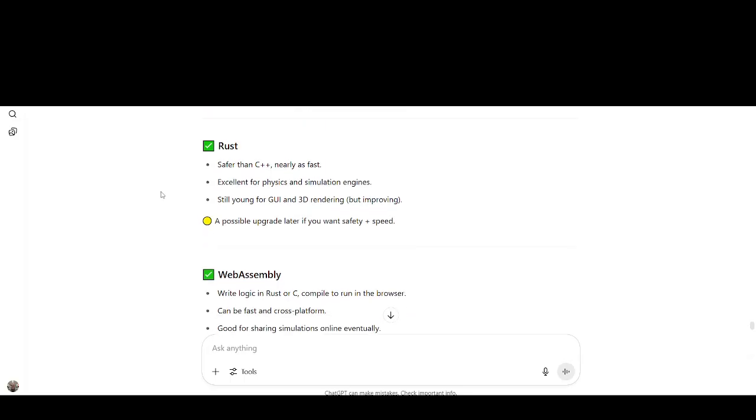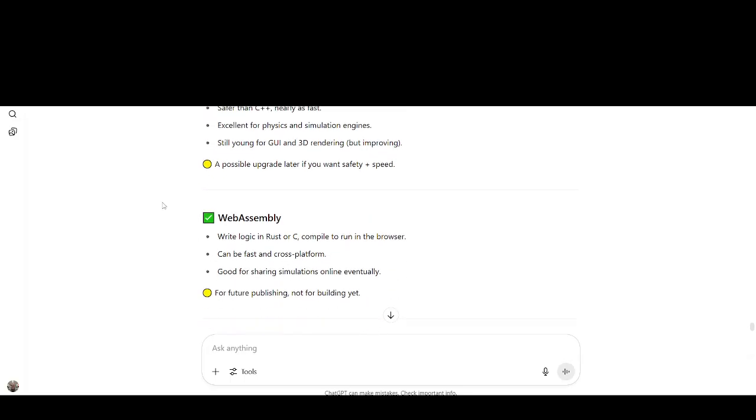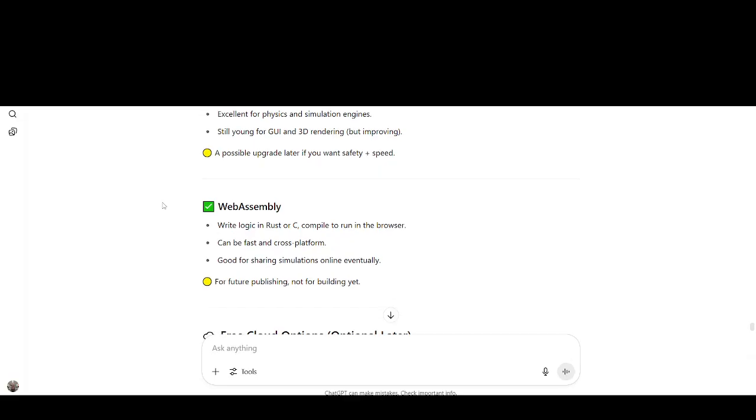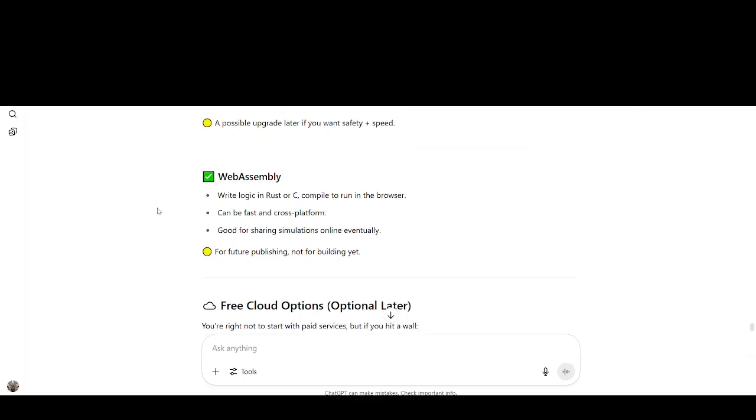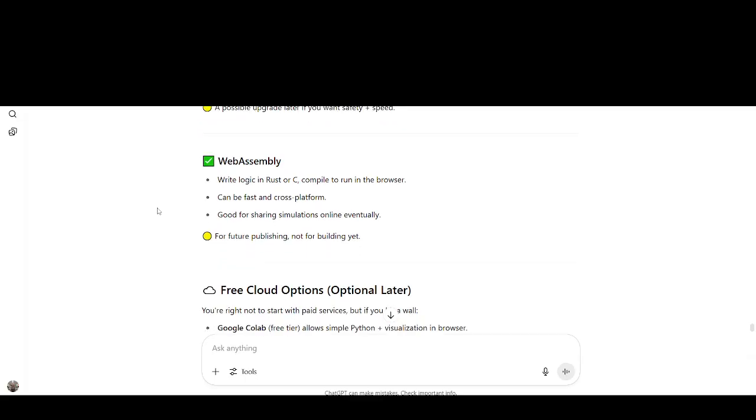Rust, safer than C++, nearly as fast. Excellent for physics and simulation engines. Still young for graphic user interface and 3D rendering, but improving. A possible upgrade later if you want safety and speed.